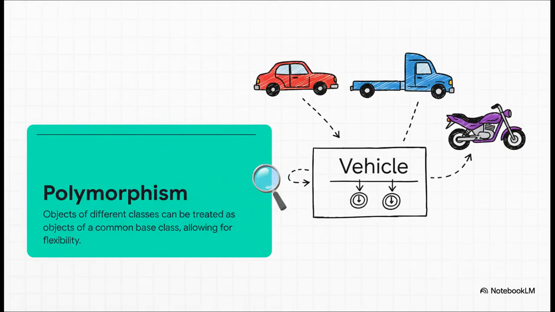And finally, we have polymorphism. Now stick with me because this word sounds super complicated, but the idea behind it is incredibly powerful. Imagine you've got a garage with a car, a truck, and a motorcycle. You can just treat them all as a vehicle and tell them all to start. Polymorphism is the magic that lets each one respond in its own way. The car's engine purrs, the truck's diesel engine rumbles to life, and the motorcycle kicks on its starter. Same command, different results. That's how you build flexible, adaptable code.